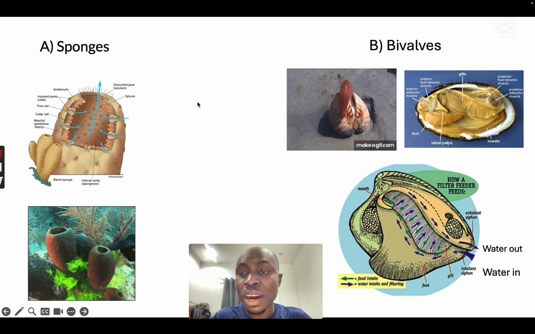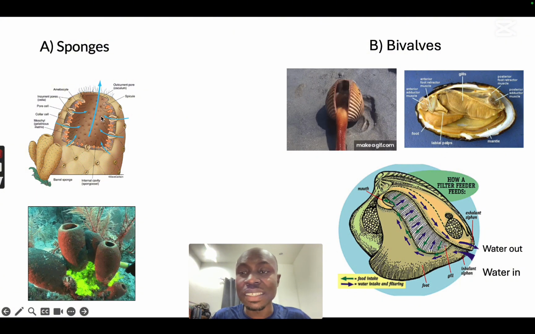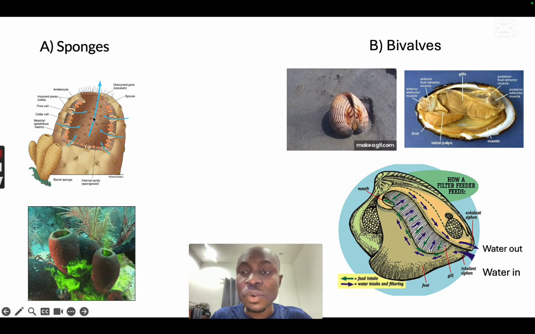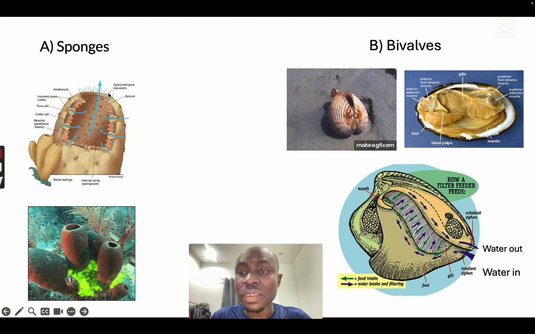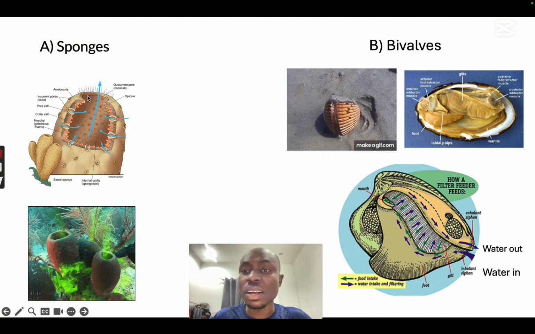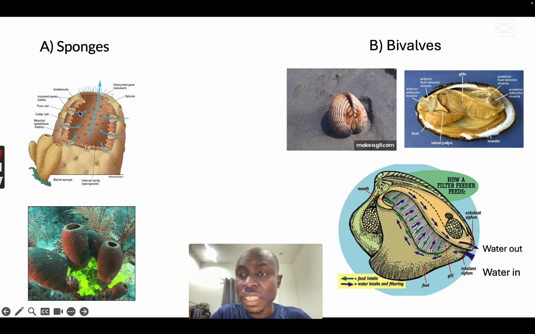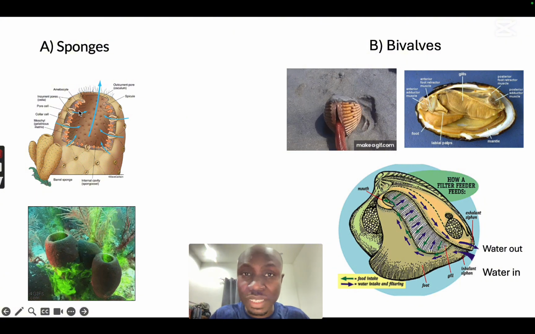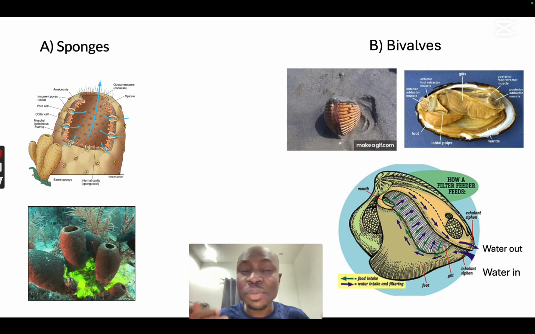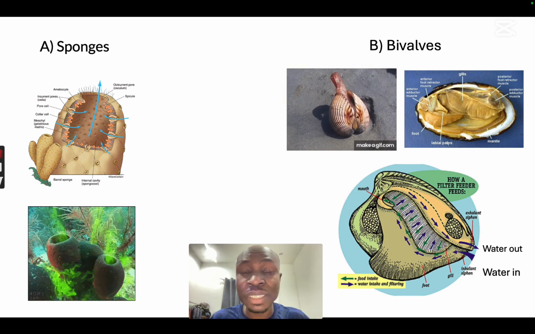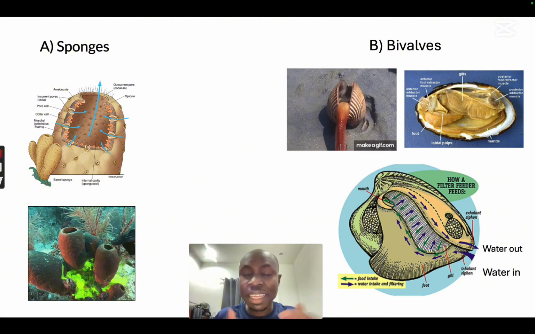Sponges can pump water from the outside into their bodies, and when the water is inside their bodies, they will pump the water out through a very big hole, which we call the osculum. The cells on the inside of the sponge's body will absorb oxygen from the water and give out carbon dioxide. And this is how sponges get oxygen and give out carbon dioxide. They pump the water into their body and then out. They can absorb the oxygen.